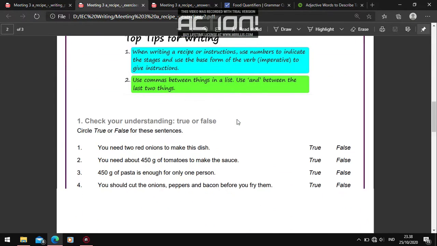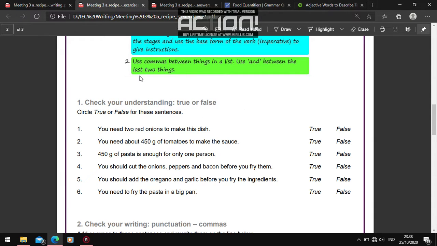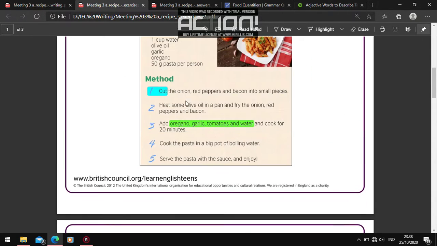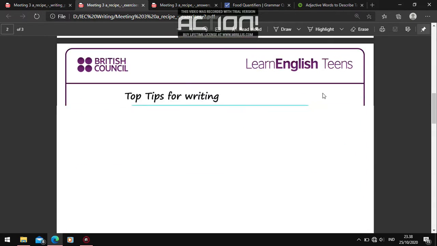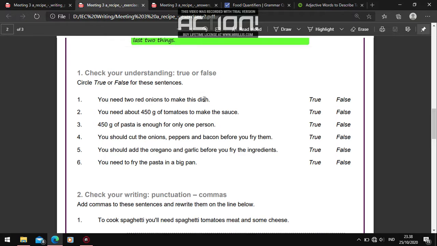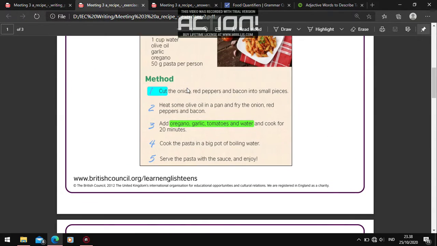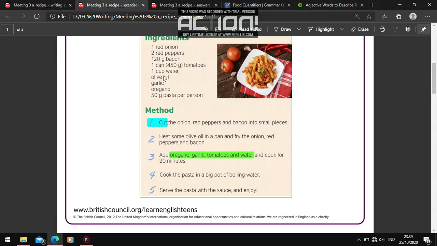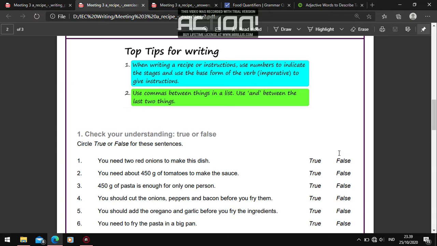Okay, and here there are also some exercises related to the reading. Later on you can check by yourself or you can learn it by yourself. Maybe we start with one. They say that you need 2 red onions to make this dish. True or false? Can you see from the reading? 2 red onions. Is there 2 red onions here? No, that's only 1, right? So the answer for number 1 is false.